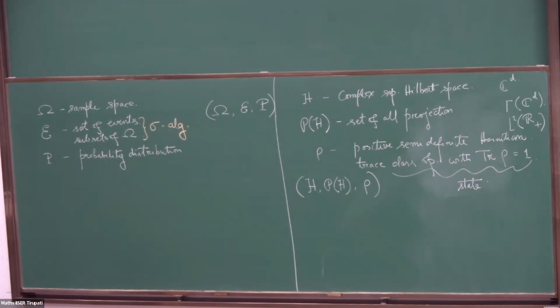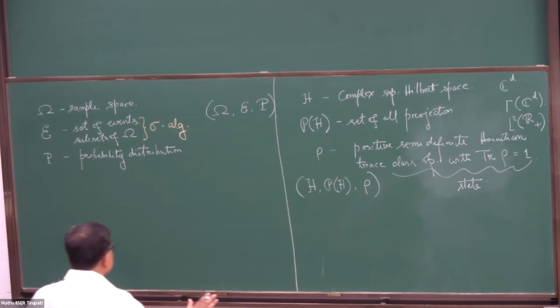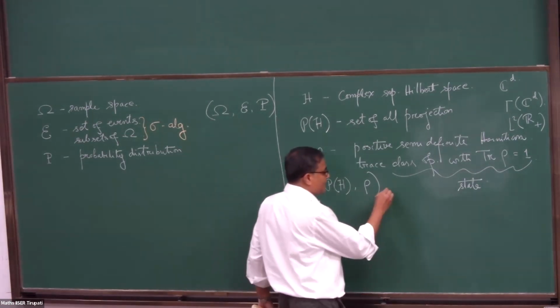Trace class means, for those who are not very familiar, if you go to infinite dimension, you may have a difficulty in defining a trace in the appropriate algebra. So, you need operators which are of the trace class. If you are working on a finite dimensional system, like most of quantum information theory does, which means you are working on C to the power d, so it is actually a matrix algebra, then there is a valid trace. You do not have to bother about it at all. Okay. So, this is my quantum probability space.